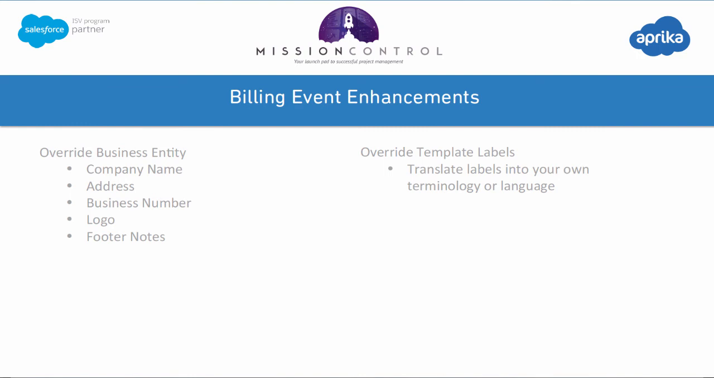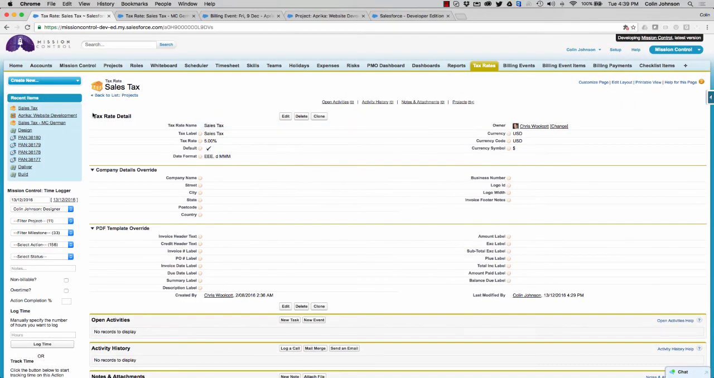So let's take a look at how we can override these values. You'll see here I have a tax rate record for sales tax. The company details override section has been left blank, and the PDF template override section has also been left blank. So what this means is it's going to take the default values.